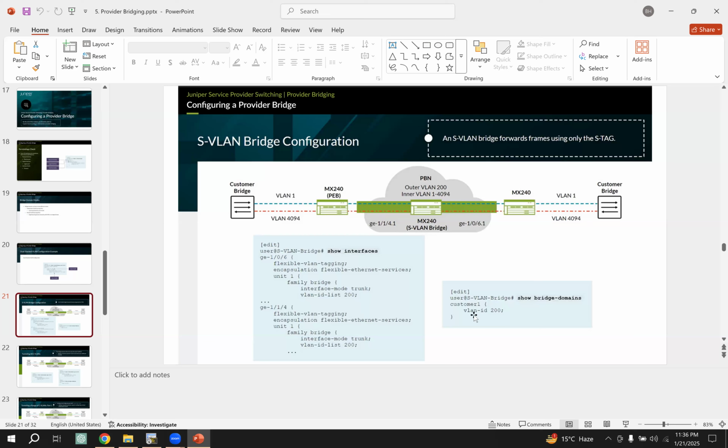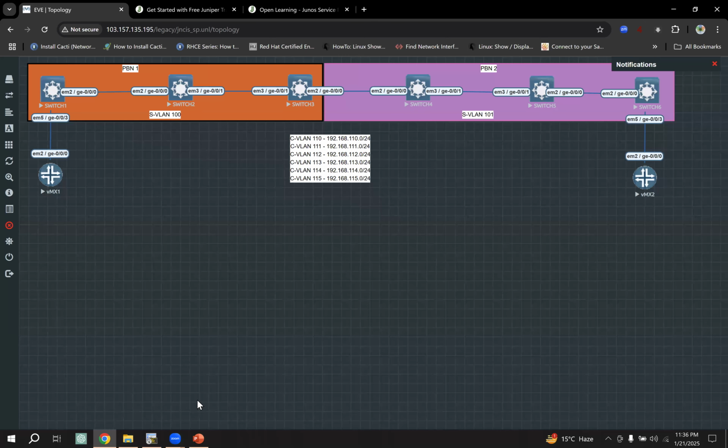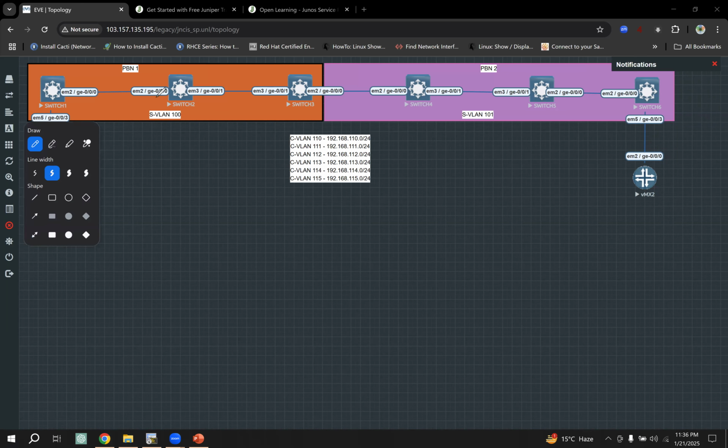We create the VLAN ID like this. Set bridge domain, set the name, and set the VLAN ID. And allow this VLAN ID in bridge or switch interfaces. That means, consider here, this is your service provider network switch, switch 2 and switch 3.